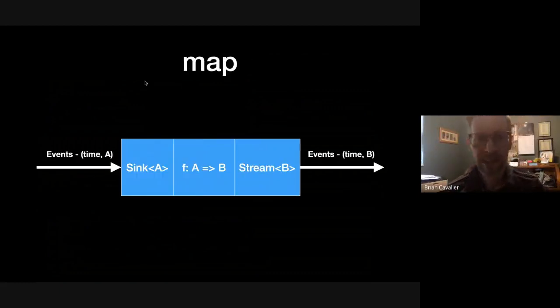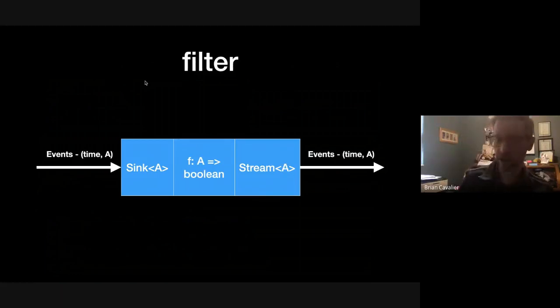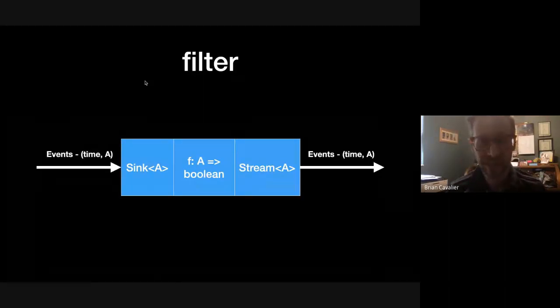But what if you added a function to that mix? If you have events of value type A coming into the sink, and you have a function from A to B, you can have a stream on the other side producing B's. Or if you have a predicate, you can smash that together with a sink of A's and a stream of A's, and you can get filter. So you've got events of A coming in on the left, and you've got maybe fewer events going out on the right.